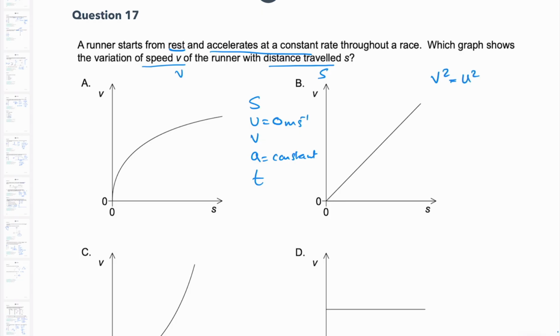V squared equals u squared plus 2as. U is 0, so what we find is v squared equals 2as. This is a constant.